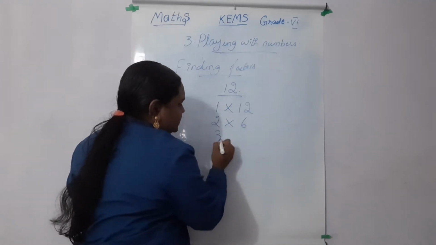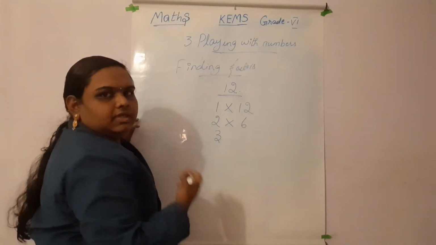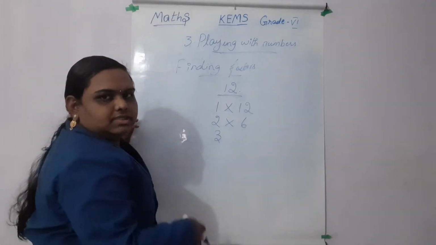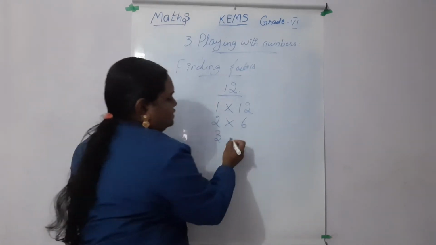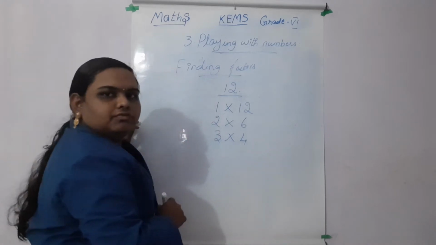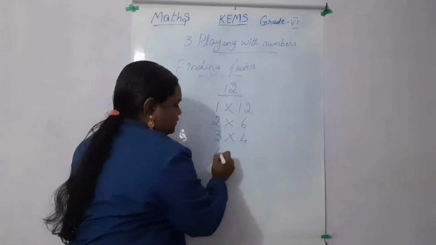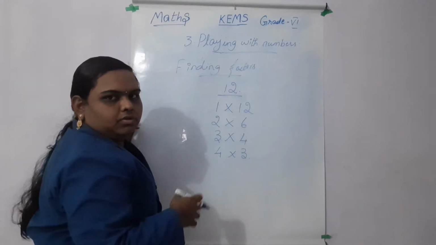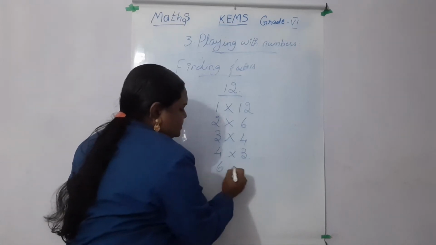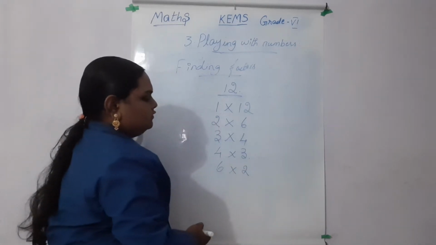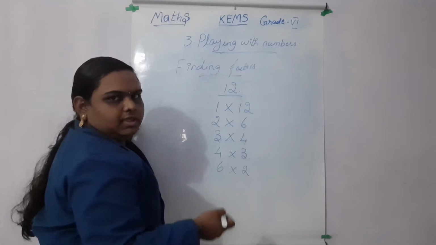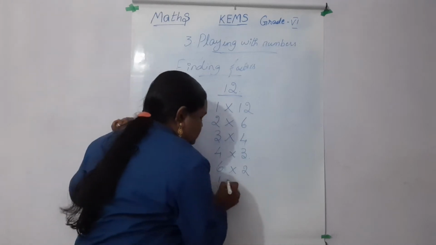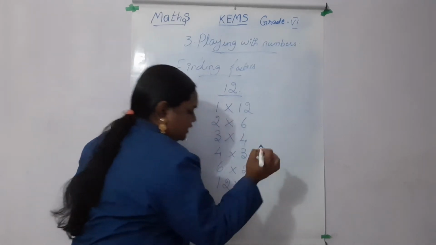Then if I take number 3, we can say the multiplication table of 3. 1 3 is 3, 2 3s are 6, 3 3s are 9, 4 3s are 12. So 3 into 4. Then 4 table, 4 into 3. 5 table, no. 6, yes, 6 into 2. If we take number 7, no. 8, 9, 10, 11, no. Then the last possible number is 12 into 1.